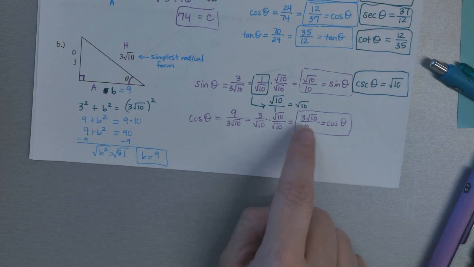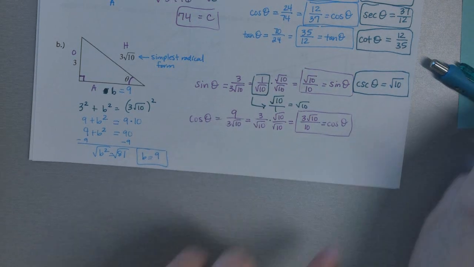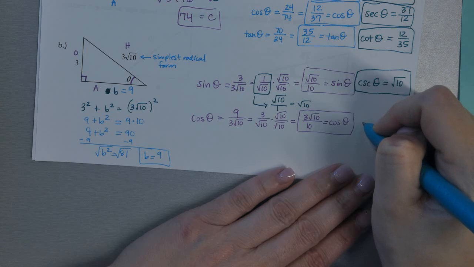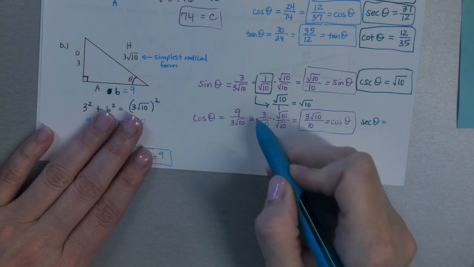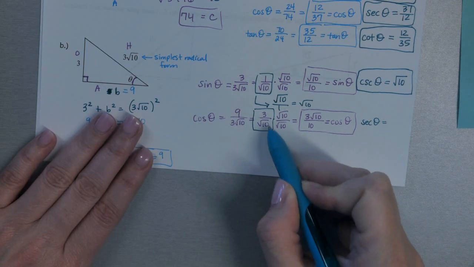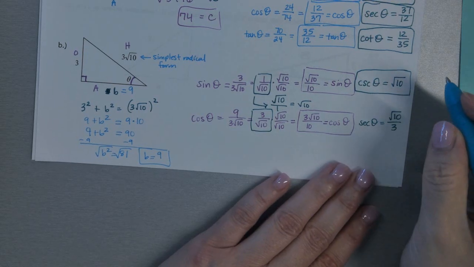What questions do you guys have for me about simplifying with the radicals? Alright, so you guys are feeling good about that? Alright, let's do the reciprocal then. What's the reciprocal of cosine? The secant. Yep, and then I would just go back and say, this is what my reduced cosine was before I rationalized, so we just have to flip it. So it would be root 10 over 3.